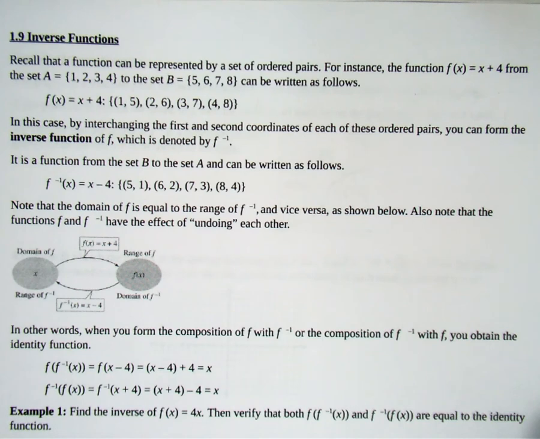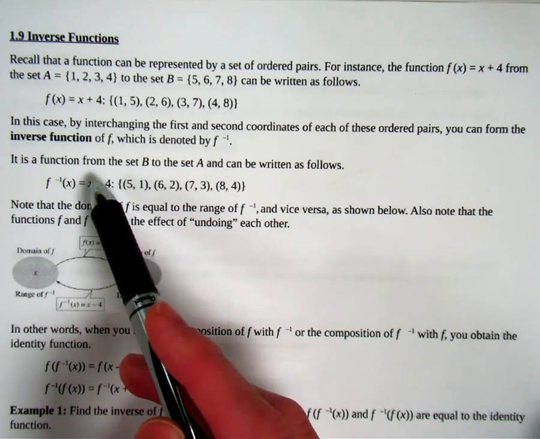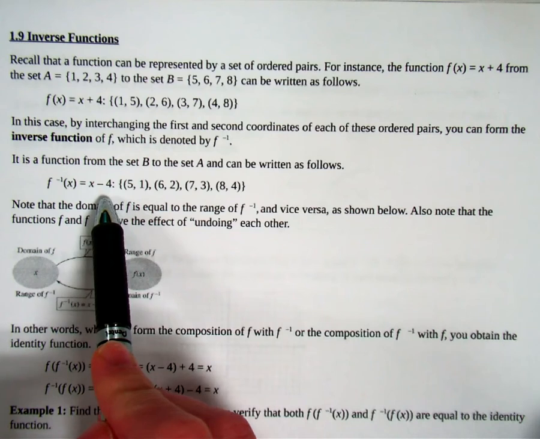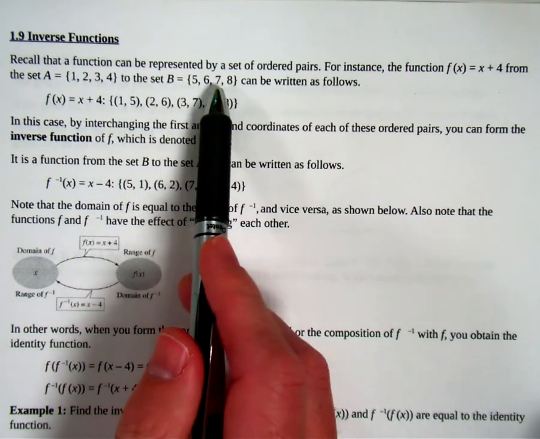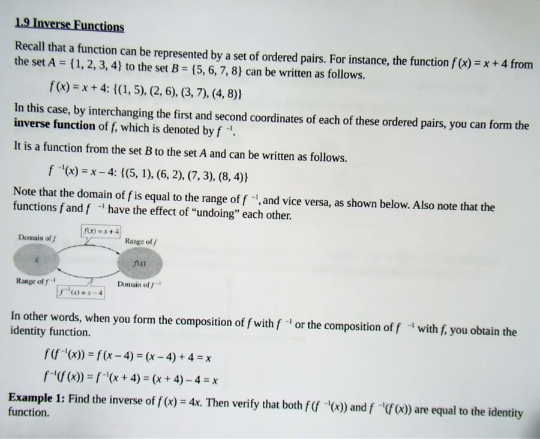It is a function from the set B to set A. So the inverse of x plus 4 would be x minus 4. You're undoing the plus 4, so you're going to minus 4. And you'll see that it's just a flip. 5, 1, 6, 2, 7, 3, 8, 4. The domain of f is equal to the range of the inverse, and the range of f is equal to the domain of the inverse. Also note that the functions f and f inverse have the effect of undoing each other.